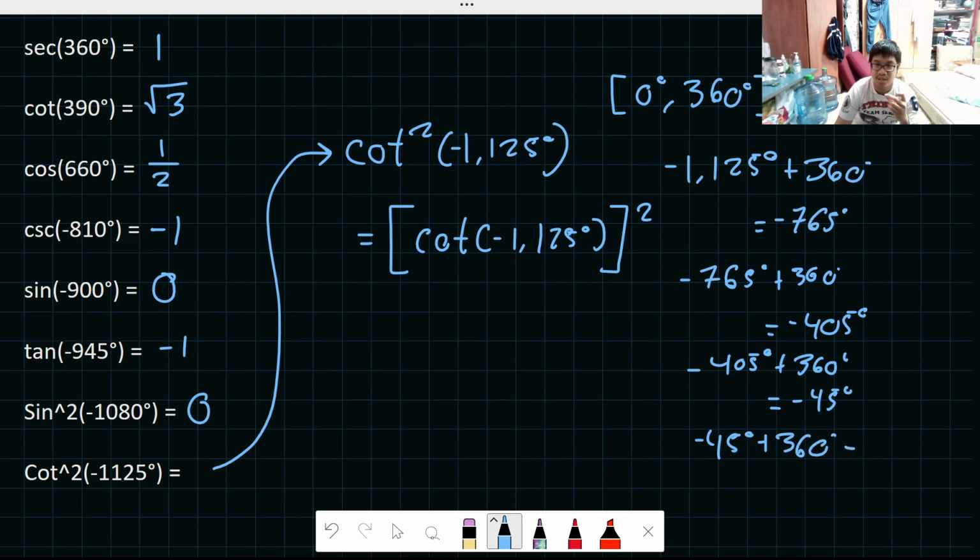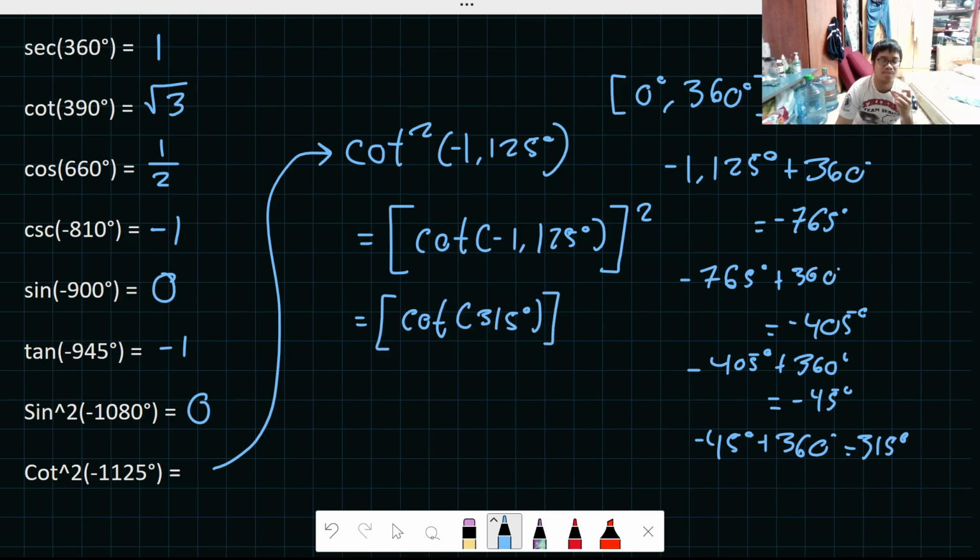So this is, oh wait, 360 minus 45. This is 315 degrees, right? 315 degrees. So we can simply say that the square of cotangent of negative 1125 degrees is just the same as the square of cotangent of 315 degrees.